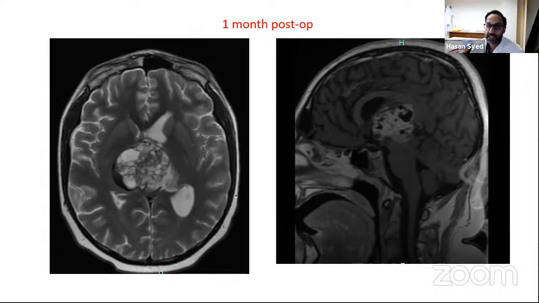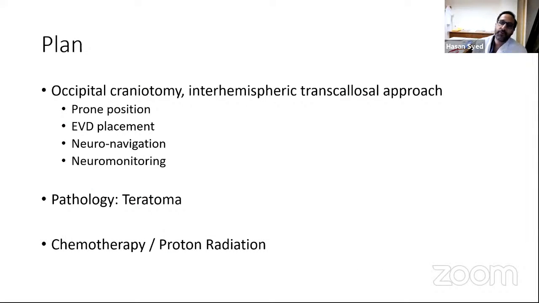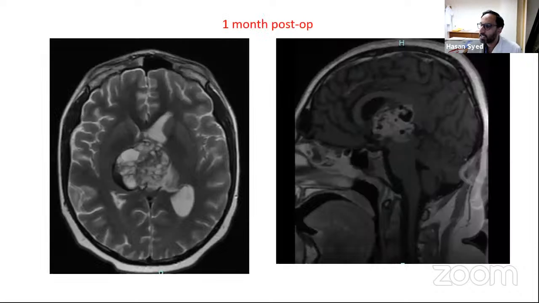tumor grew significantly, almost tripled in size. Thankfully, his hydrocephalus was controlled. However, he was, in general, getting weaker. Because this wasn't responding to chemotherapy, the next step would be to start thinking about the approaches for surgery. And as Dr. Rafay mentioned, one of the approaches that I like personally is the occipital interhemispheric approach.